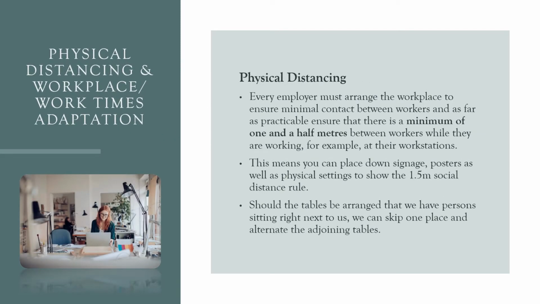Physical distancing and workplace or work time adaptation. Physical distancing. Every employer must arrange the workplace to ensure minimal contact between workers and, as far as practicable, ensure that there is a minimum of 1.5 meters between workers while they are working, for example, at their workstations. This means you can place down signage, posters, as well as physical settings to show the 1.5 meter social distance rule. Should the tables be arranged that we have persons sitting right next to us, we can skip one place and alternate the adjoining tables.